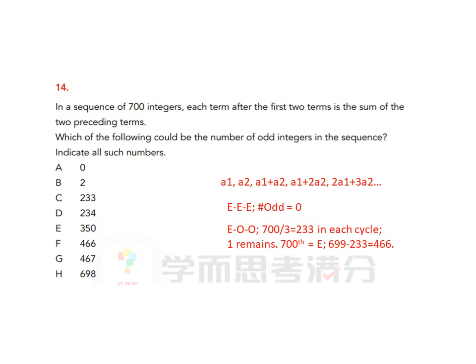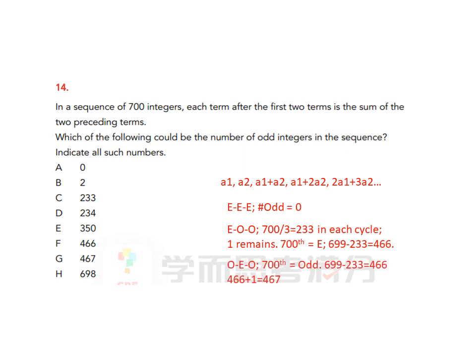So divide 700 by 3, we get 233 cycles. In complete cycles, we get 699 integers. So 1 is remaining, and the 700th number will be even. So 699 minus 233 equals 466. So we get option A and option F.